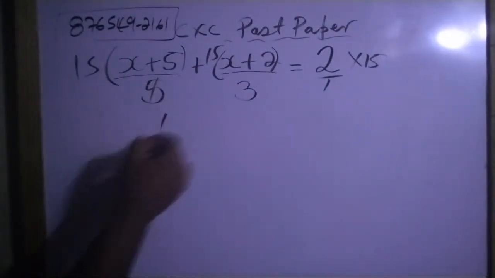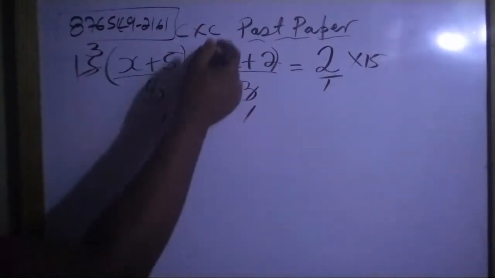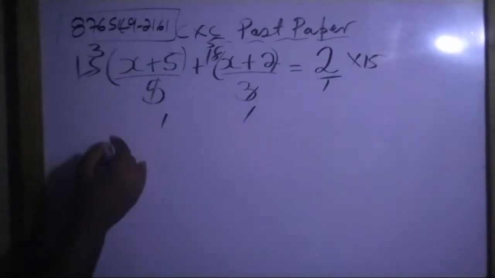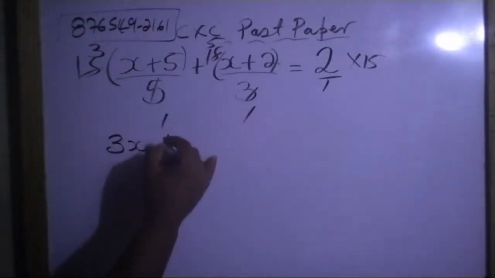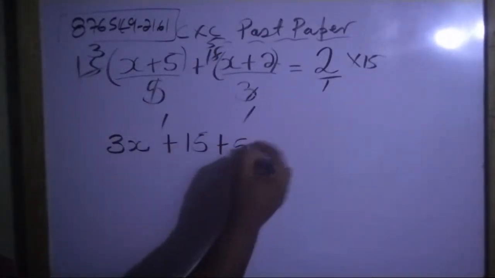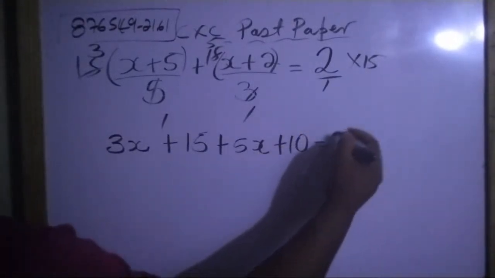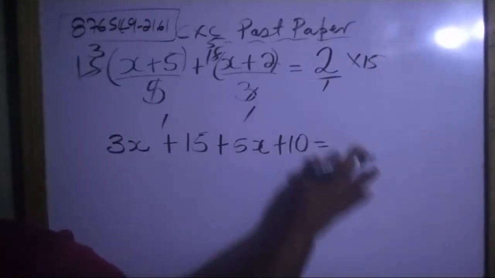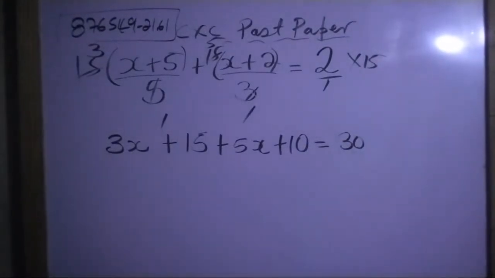Alright, 5 into 5, 1. 5 into 15, 3. That 5 times. So we're going to multiply by a positive 3. 3 times x, 3x. 3 times 5, 15. 5 times x, 5x. 5 times 2, 10. What we did a while ago is just remove the LCM.